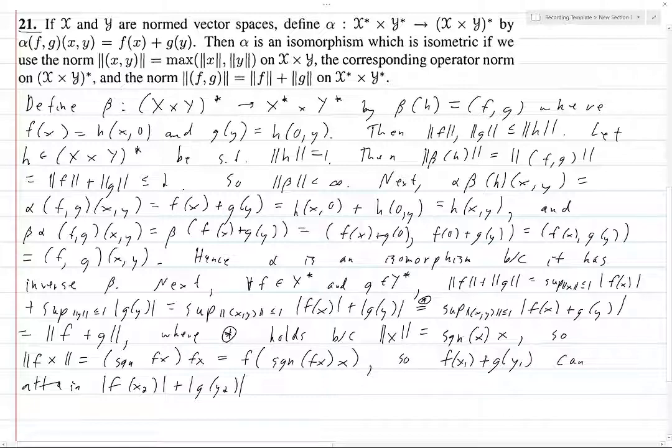Why doesn't this... And why doesn't this... So the one thing that I'm getting tripped up on here... Anyways, so let's just take this for granted, and then hence, what does that tell us? This tells us that alpha is an isometry, because this is the norm of alpha(f,g), and this is the norm of (f,g).